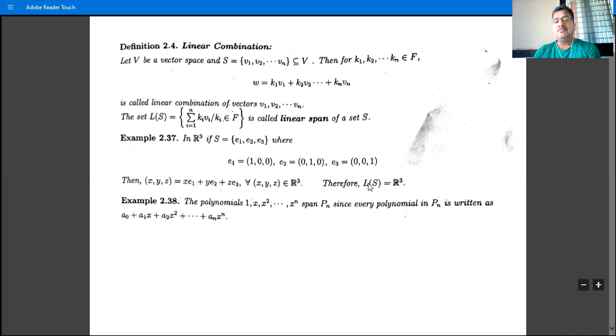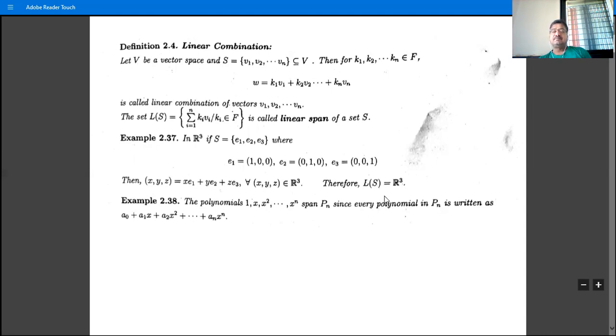Every element of S contains every vector of R3, which means LS is equal to R3. So if LS is equal to R3, we say that R3 is spanned by S, or S spans R3. In the next definition, we will see this: if LS is equal to R3, then we say S spans R3.